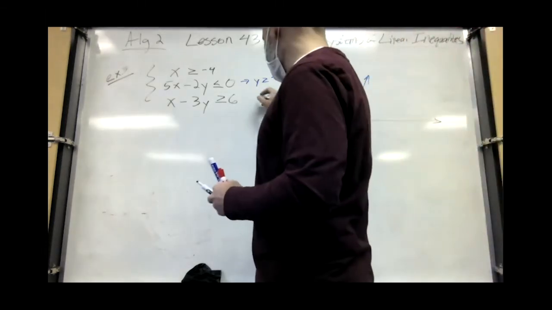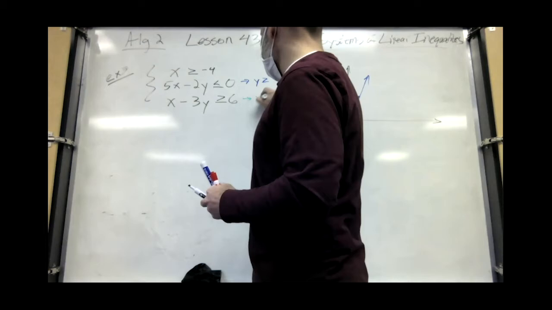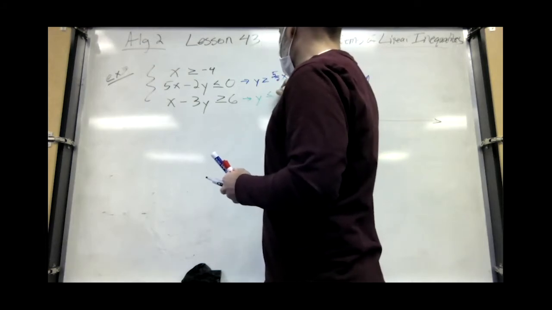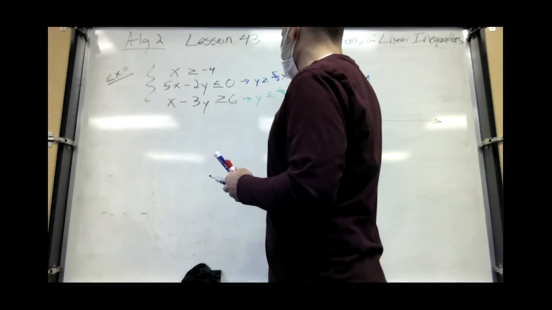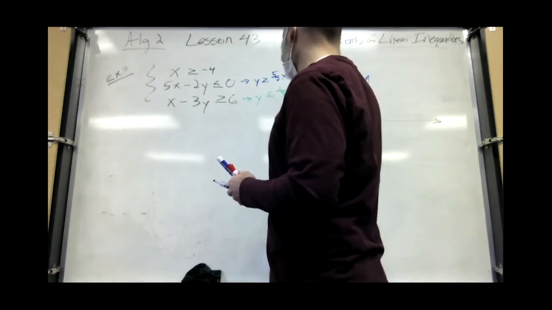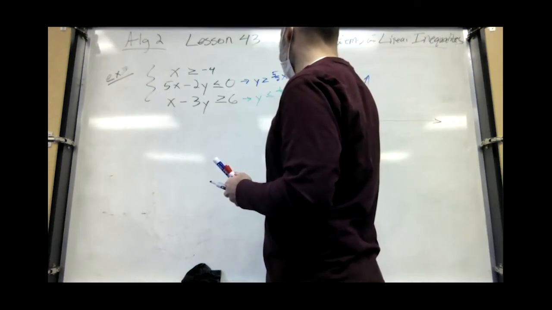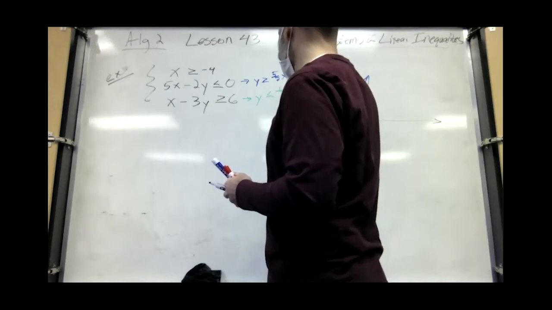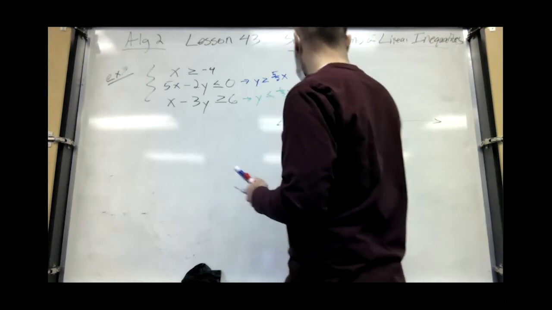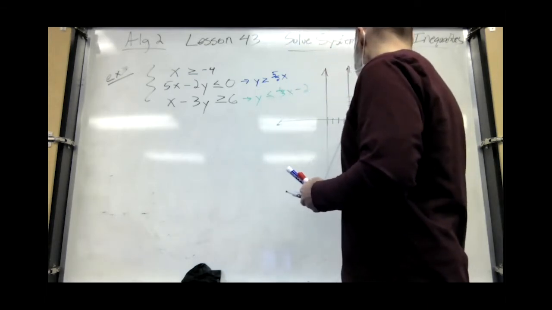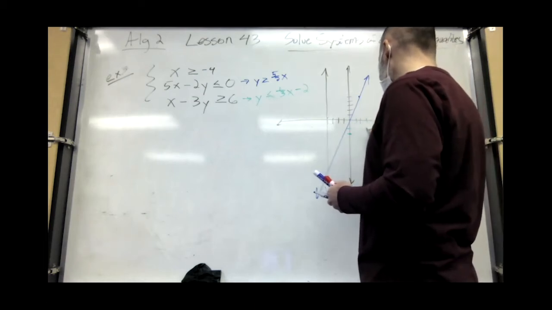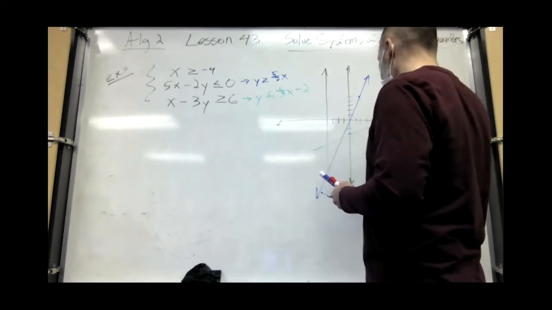Let's get this y by itself. So you're flipping this as well. So y is less than or equal to positive 1/3 x minus, no, is it minus? Yes, it's minus 2. Okay, so here's what this looks like, and it's 1/3, so up 1 over 3 looks like this.